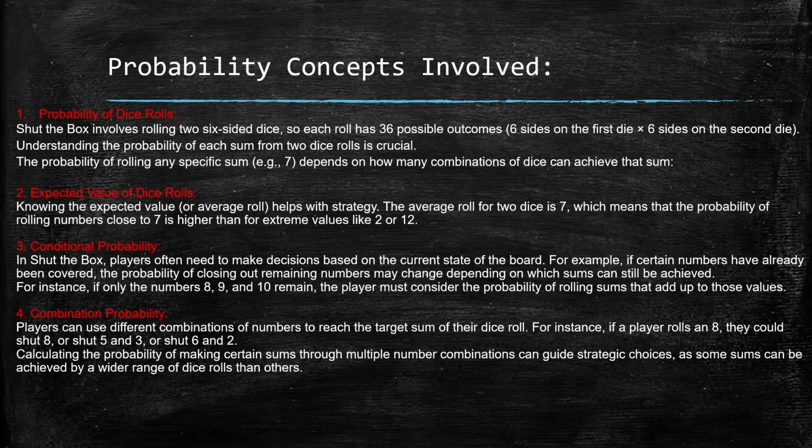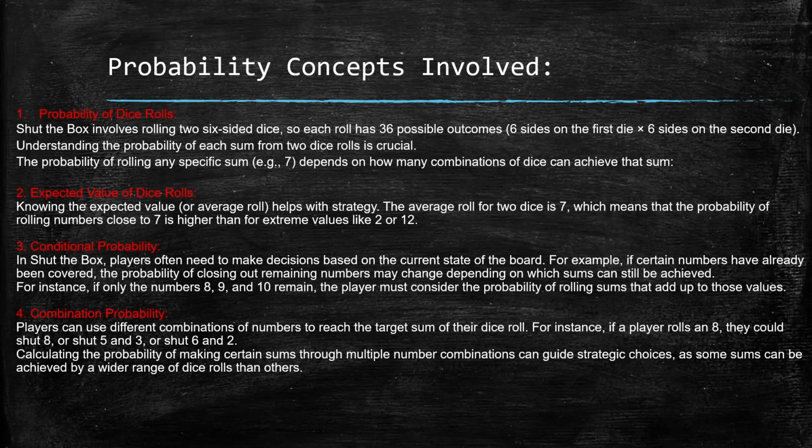For example, if certain numbers have already been covered, the probability of closing out the remaining numbers may change, depending on which sums can still be achieved. For instance, if only the numbers 8, 9 and 10 remain, the player must consider the probability of rolling the sums that add up to these values.